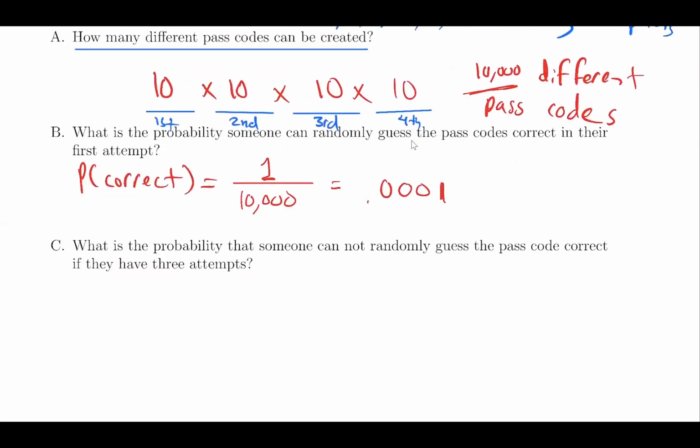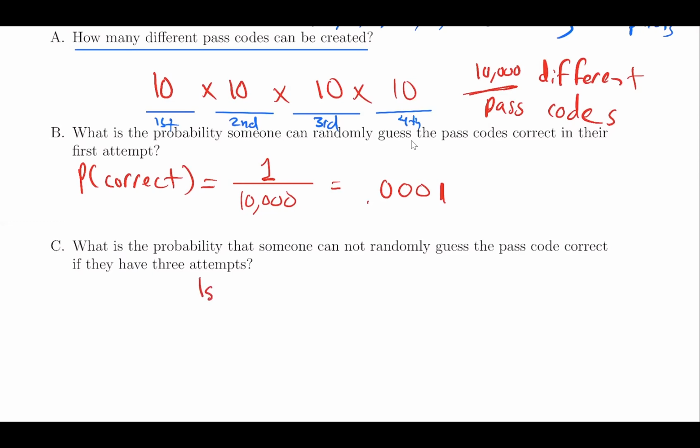So let's do C and then we'll call it a day. For C, it says, what is the probability that someone cannot randomly guess the passcode correct if they have 3 attempts? So if you notice the first one, they only had 1 attempt to guess it correct. And this one, we don't want them to randomly guess the passcode correct. So when they guess 3 times, we want them to get all 3 incorrect.